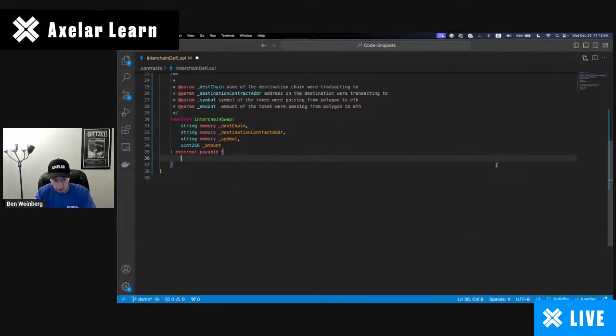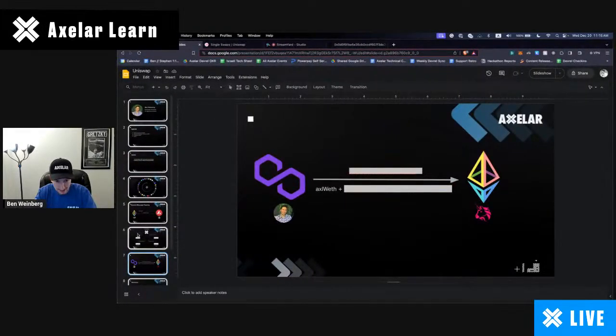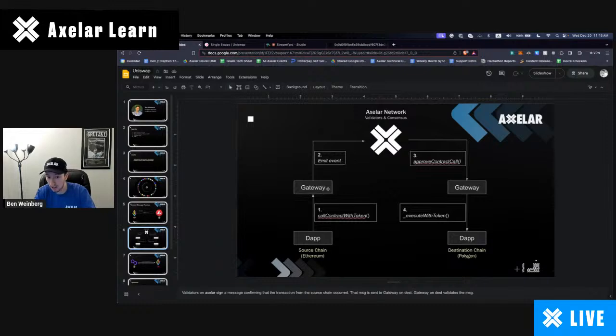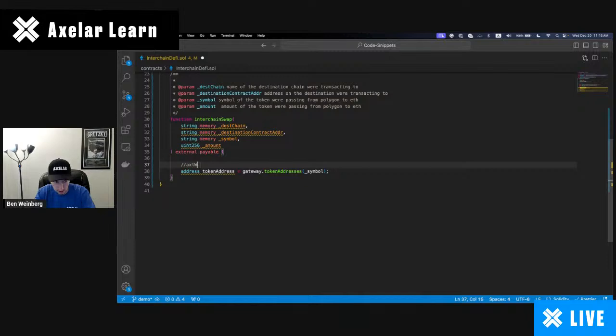So the first thing we want to do is actually get the address of the token which we're sending, which we can get with our gateway contract. So we grab the token address, we interact with our gateway. Remember, gateway is, sorry, I know I've repeated it a lot, but gateway is this contract which we need to trigger a transaction. So our gateway contract has a function called tokenAddresses, which we just need to pass the symbol in, and it knows to pass us back the correct address of the token. So this is the address of our AXL WETH token. I'll even leave a comment here, because this is the token we're going to be sending and eventually swapping.